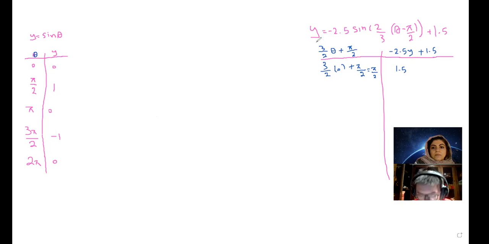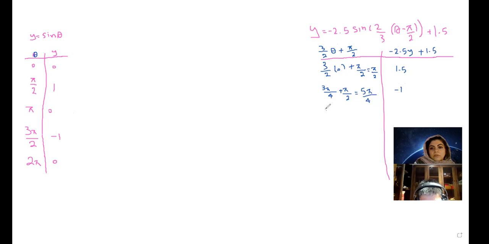Pi over 2 is the next one. If I do pi over 2 here, it's going to be 3 pi over 4 plus pi over 2. With a common denominator I get 5 pi over 4. Then I put 1 here, -2.5 plus 1.5 is what? -1. So my second point is 5 pi over 4, -1.